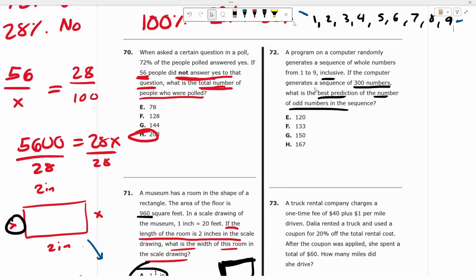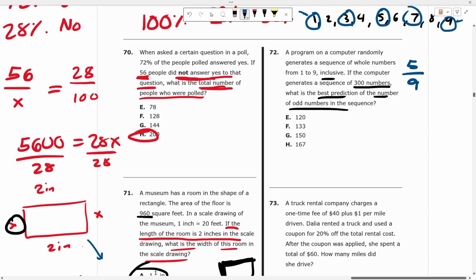So it's saying if it generates 300 numbers, if it does this 300 times, okay, then what's the best prediction for the number of odd numbers in a sequence? So how many odd numbers are in this sequence? Well, you have 1, 3, 5, 7, and 9. So that's 1, 2, 3, 4, 5. That's 5/9 of this, right? Or 5/9 of these numbers are going to be odd.